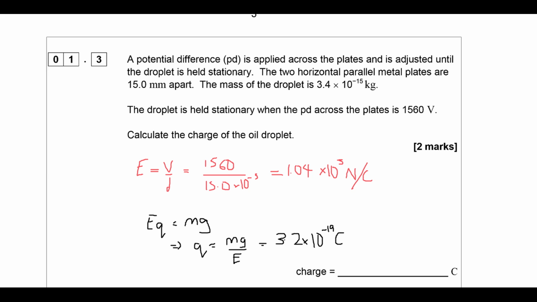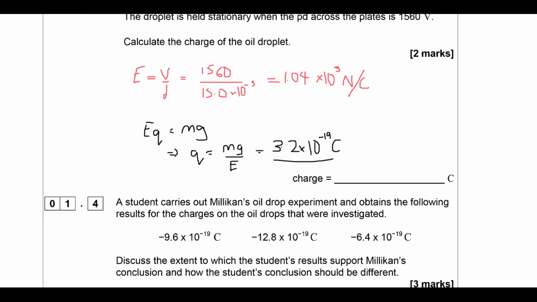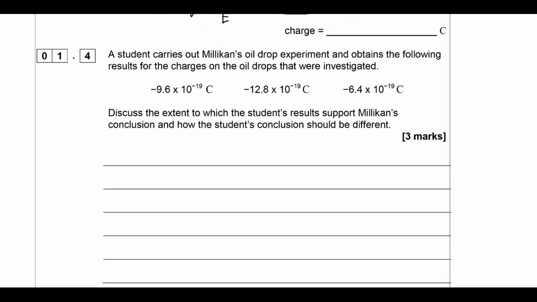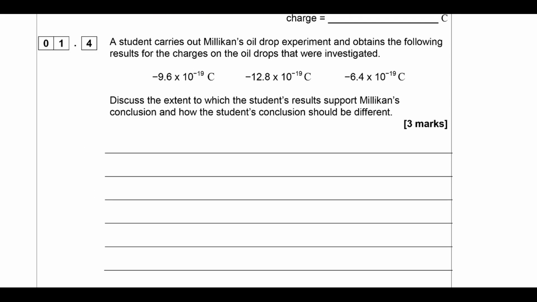So we can see that it has been ionized by charging, essentially by removing 2 electrons, from that value. A student carries out the Millikan droplet experiment and obtains the following results for charges. Okay, so we've got these ones here.